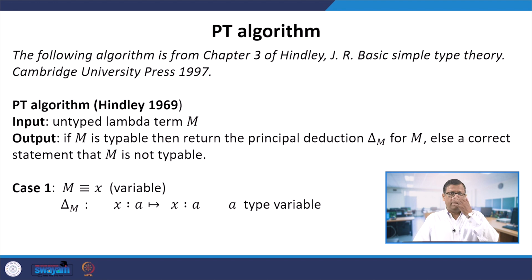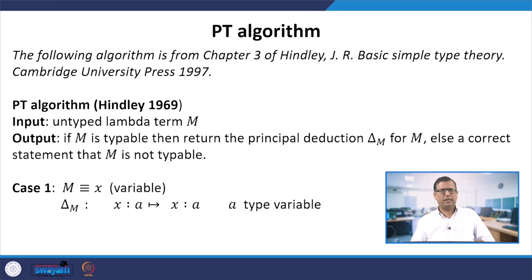Okay, now we present the principal type algorithm. This is from chapter 3 of the Basic Simple Type Theory book, and this was suggested by Roger Hindley in 1969. It takes as input an untyped lambda term M, and if M is typeable, it returns the principal deduction. We write delta M for M, else a correct statement that M is not typeable.